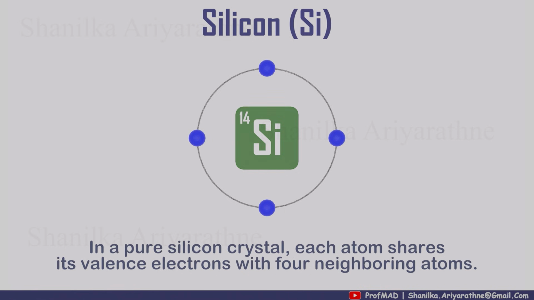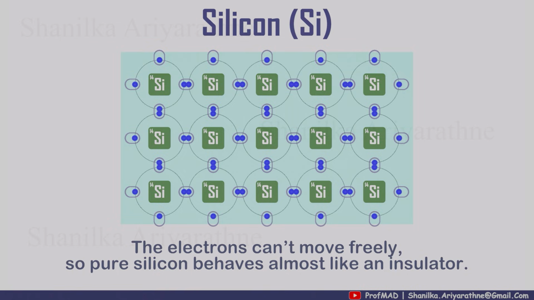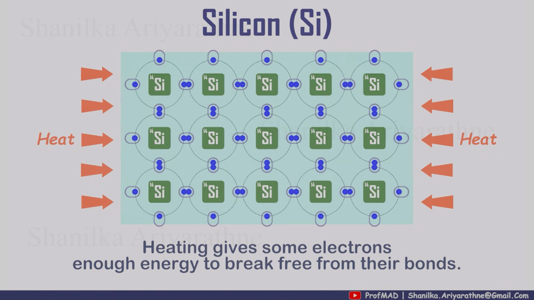In a pure silicon crystal, each silicon atom shares these 4 valence electrons with 4 neighboring atoms, forming covalent bonds. This creates a very stable, tightly bonded lattice. Because all of the valence electrons are locked into these bonds, they can't move freely through the material. That's why pure silicon behaves almost like an insulator. However, when we apply heat, some electrons gain enough energy to break free from their bonds. Once free, they can move through the crystal and carry electrical current.